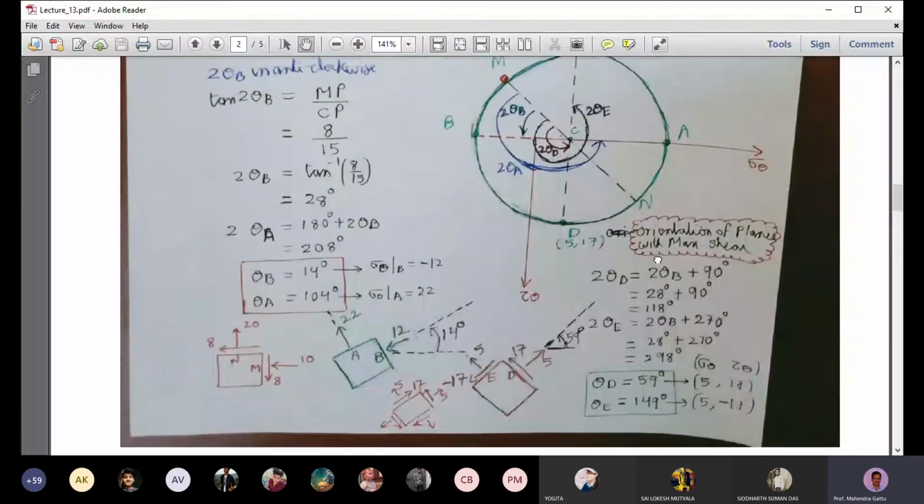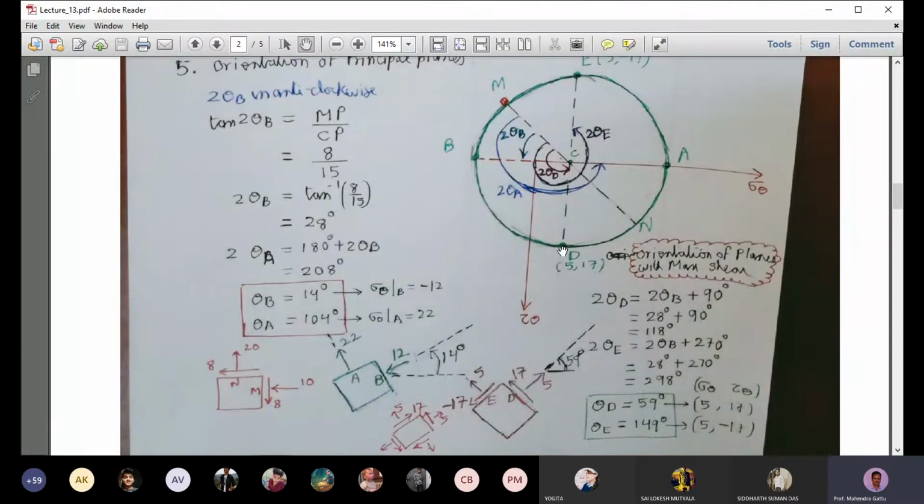So we can also get the orientations of the planes with maximum shear stress. The planes with maximum shear stress are indicated by D and E. So again we calculate 2 theta D, that is the angle subtended by this arc MBD at the center. And also we need to calculate 2 theta E, the angle subtended by MBD and AE. So 2 theta D will be 2 theta B plus 90 degrees. Okay, so 2 theta B is 28 and plus 90 degrees, it will be 118 degrees.